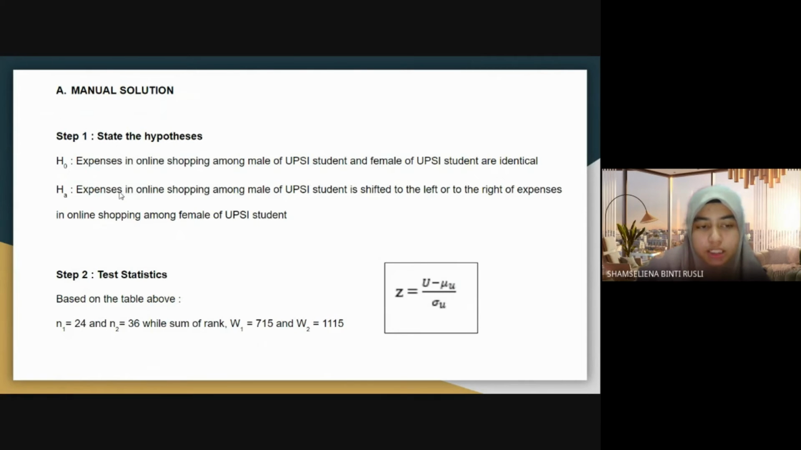So step 2, test statistic. Based on the table that I show later, N1 refers to the sample size for the male student, 24, and N2 is the sample size for the female student, which is 36. For the sum of rank, W1 refers to the sum of rank for male student, which is 715, and W2 refers to the sum of rank for female student, which is 1115. So the formula used in the test statistic for the manual calculation is as shown below.